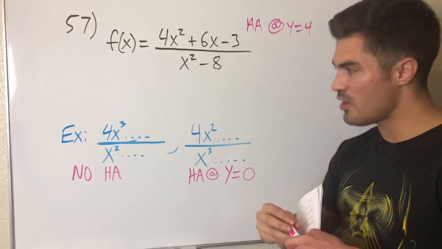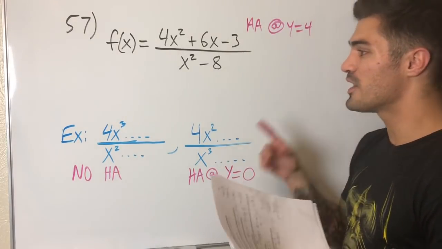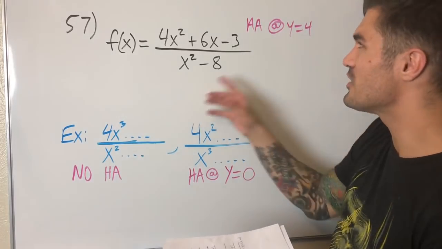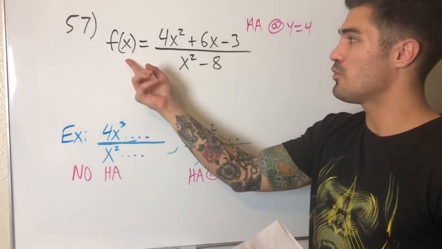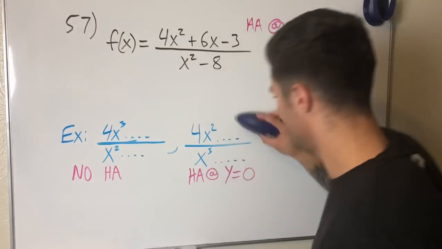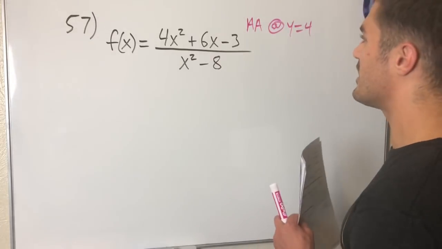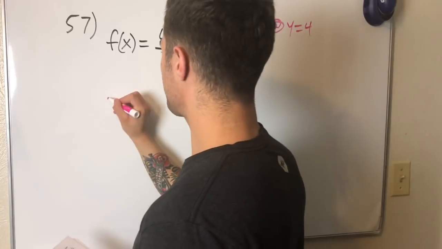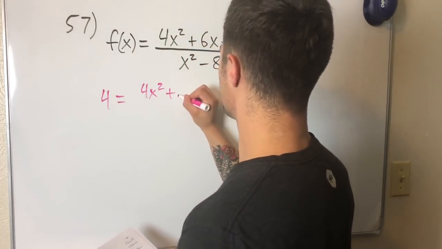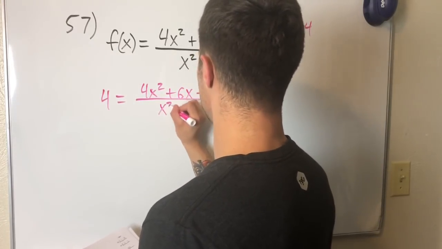And now it wants us to find out if this graph does cross it and where that is at. So since it's at y equals 4, because a horizontal asymptote is a horizontal line, that's why we do y equals. So I'm going to basically plug in 4 for y. I'm going to replace this f of x with a 4, all right? So let me erase what I got going on here and make some room for this work. So I have 4 equals 4x squared plus 6x minus 3 over x squared minus 8.